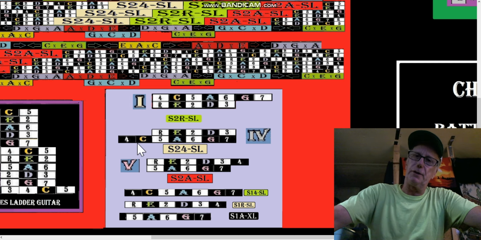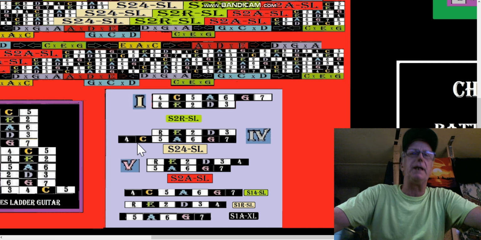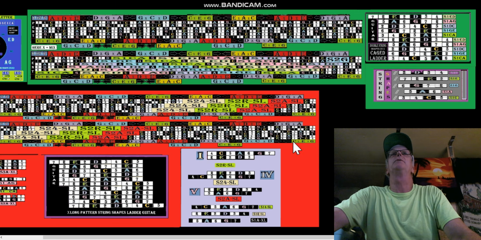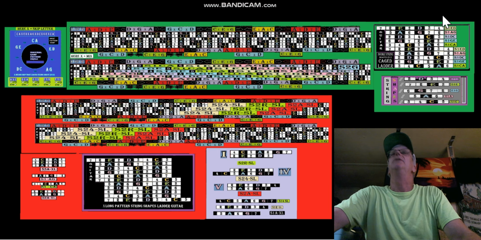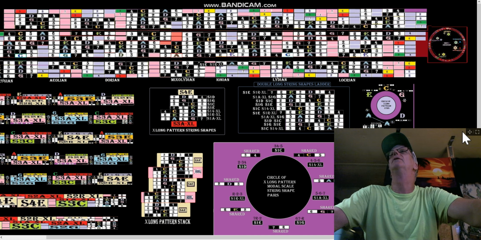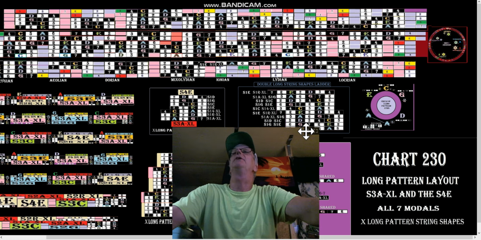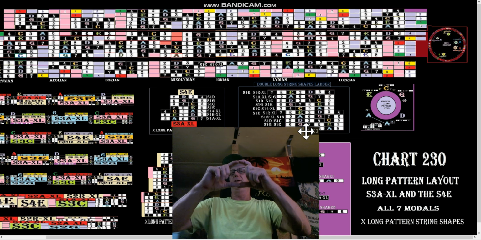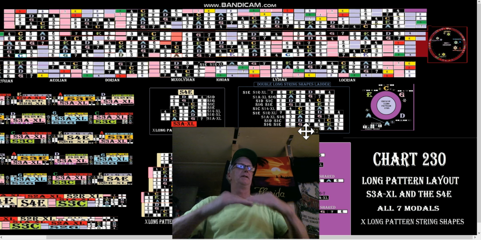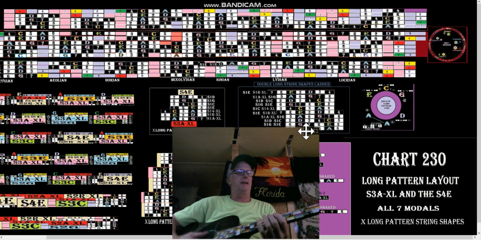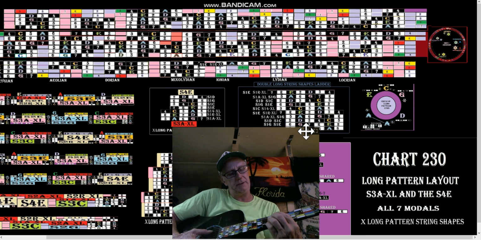Believe me, it took me longer to make these charts than just 1 hour. But we do want to move to the other chart, which is chart 30. So here we go. Okay, this is chart number 230. Long pattern layout, S3AXL and the S4E. We talked about that. S3AXL, S4E. That's the easiest one we looked at, right? Remember? So we got S3AXL. Say we want to do an A pattern, A shape C.